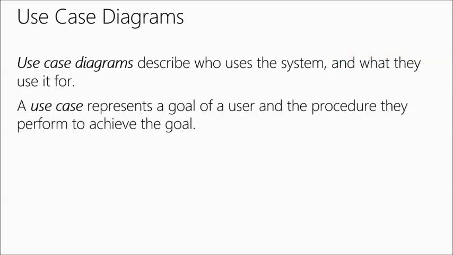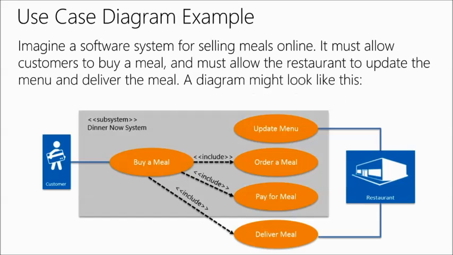So use case diagrams are kind of a graphical way to look at how the user will use the system and what they'll use it for. Use case really represents the goal of the user and the procedures they'll use to achieve those goals. We've got a very easy and simple use case diagram here. We have a customer and we also have a restaurant. Those are really kind of our two users. Eric, you want to kind of pull us through this diagram?